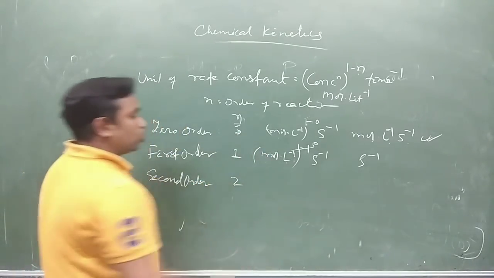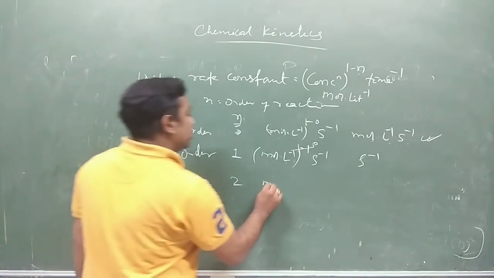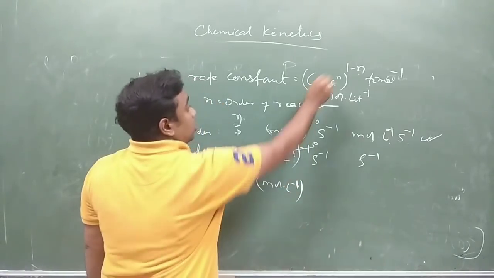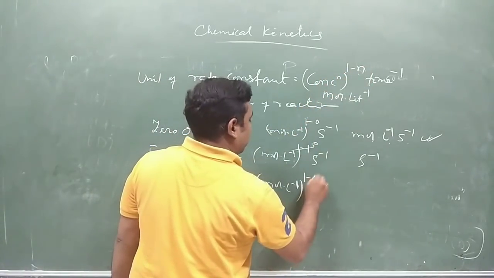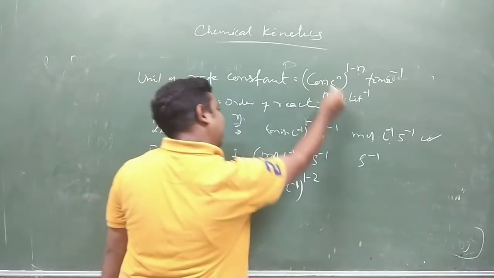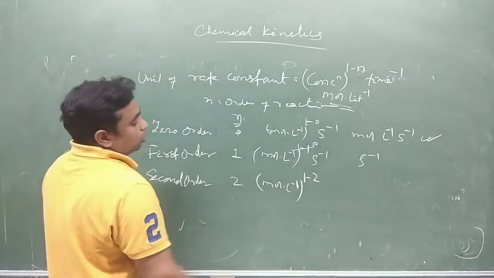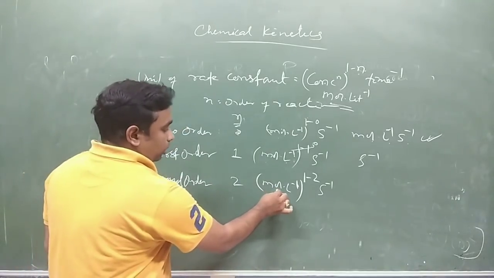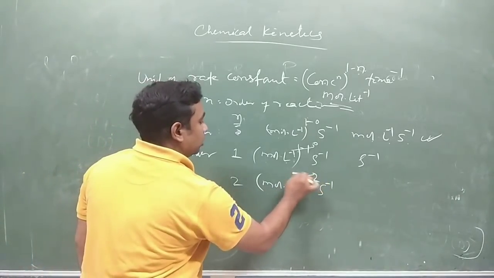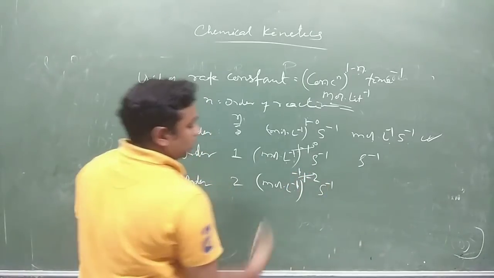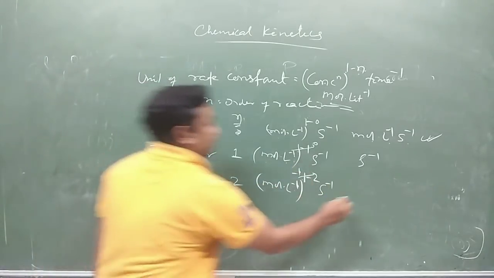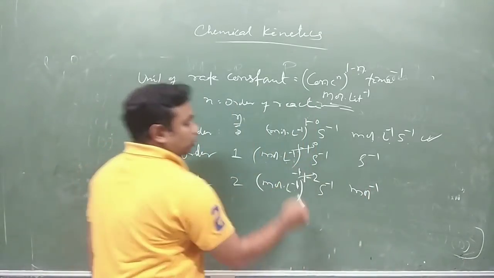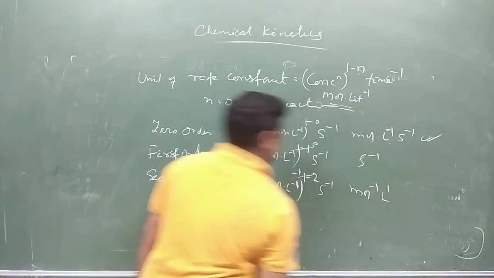Second order means the value of n is 2. So how will it be? Mole liter inverse to the power 1 minus 2, because concentration means moles per liter. So 1 minus 2 is minus 1. So your answer is mole to the power minus 1, liter to the power minus 1 into minus 1, meaning liter to the power plus 1.